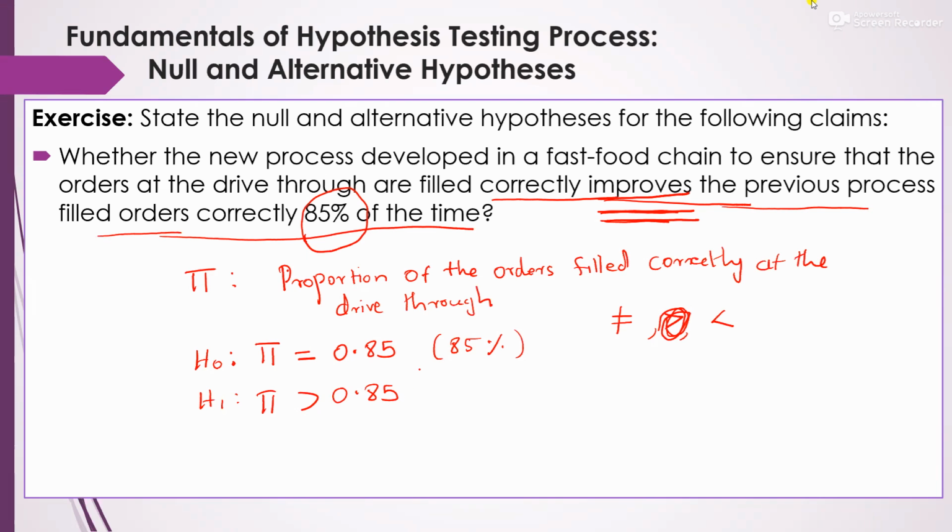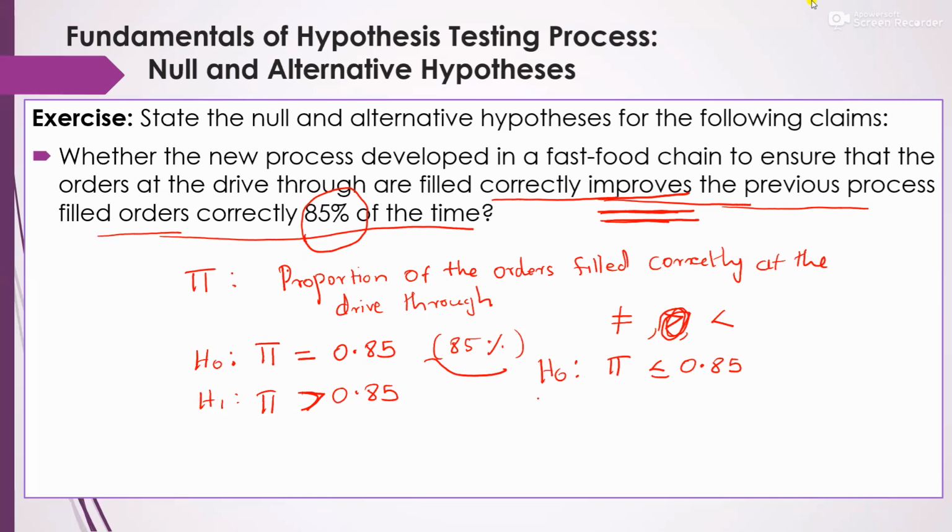Right? In some books, if we only have the greater than sign here, this is also possible. H naught, in some books they write as pi less than or equal to 0.85. So after deciding your H1 sign, then you can specify what the sign will be in H naught. Right? So now this is a method of formulating our hypothesis.